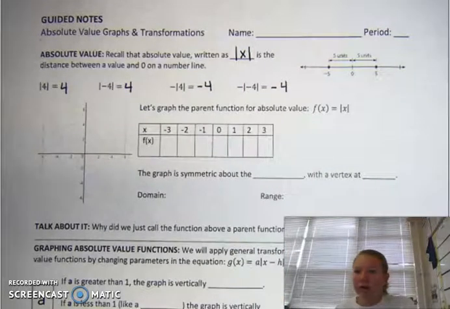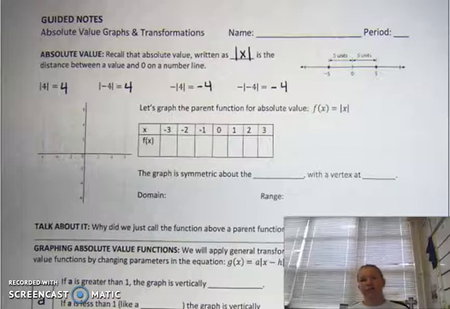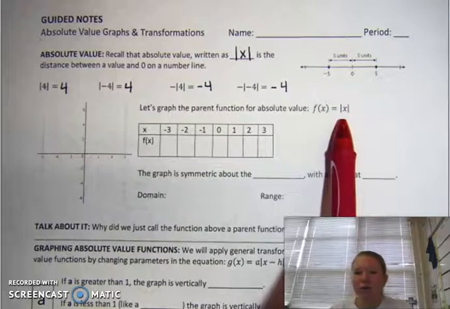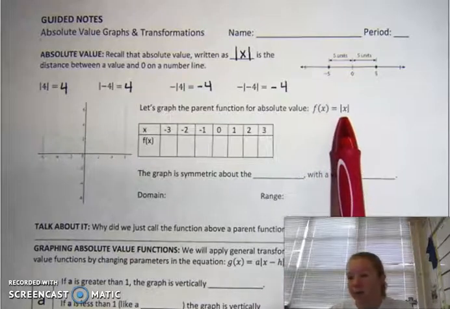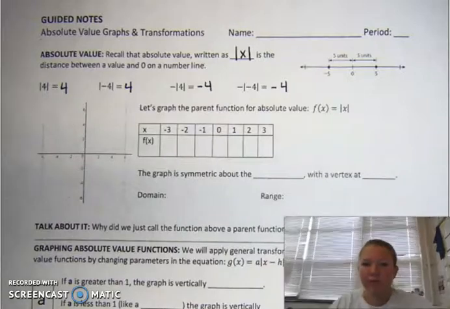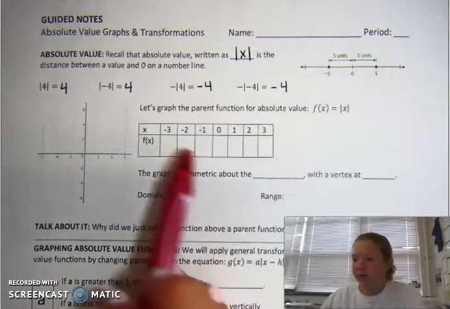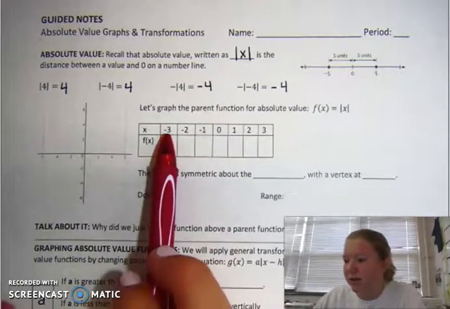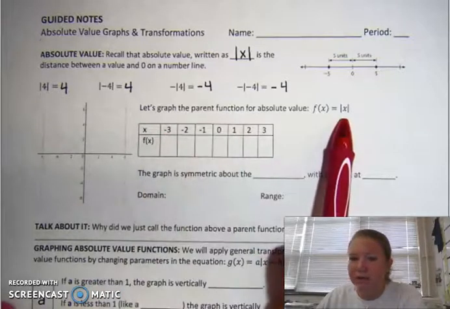All right, so now let's graph the parent function for absolute value. It's just the most basic absolute value function you can have. So bars around just x. Nothing's added, subtracted, multiplied, or divided. So the way that we're going to fill out this chart is we're just going to think about each of these x values plugged into this function.